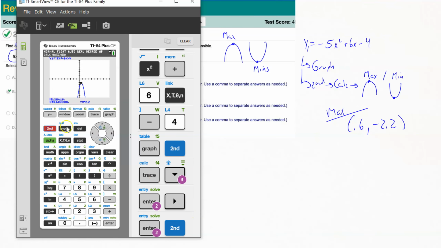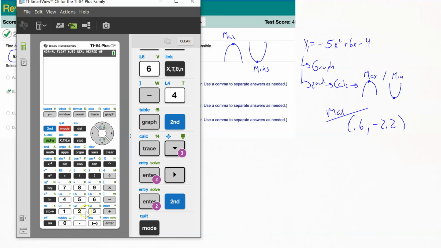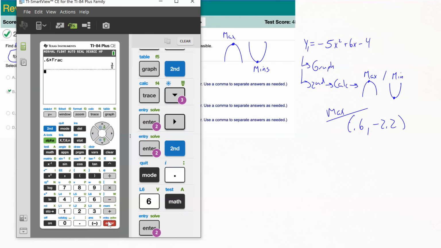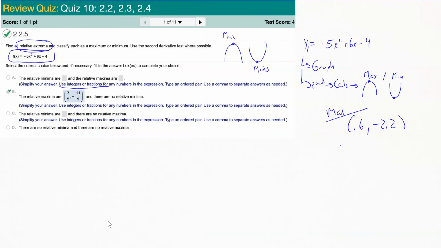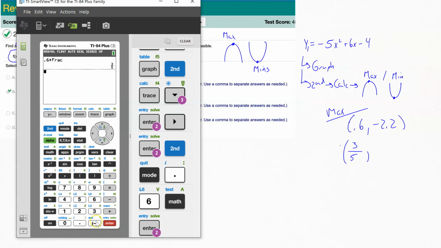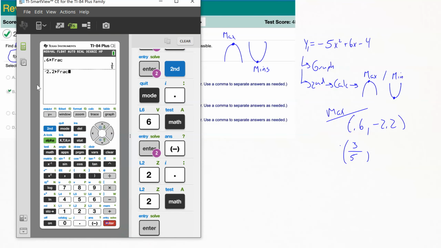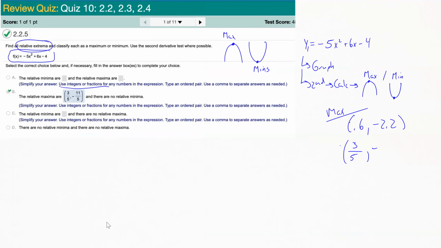So you'll just hit second quit, and back on the normal screen, we'll start with the x. We'll hit 0.6 and then math, and then number 1 in there says frac. It'll take that and turn it into a fraction for us. So the first answer here is going to be 3 over 5, comma. Then we'll do the same thing with that negative 2.2. Type in negative 2.2, hit math, frac, and we'll end up with negative 11 over 5. So that's how you would want to enter the answer, because they want integers or fractions.